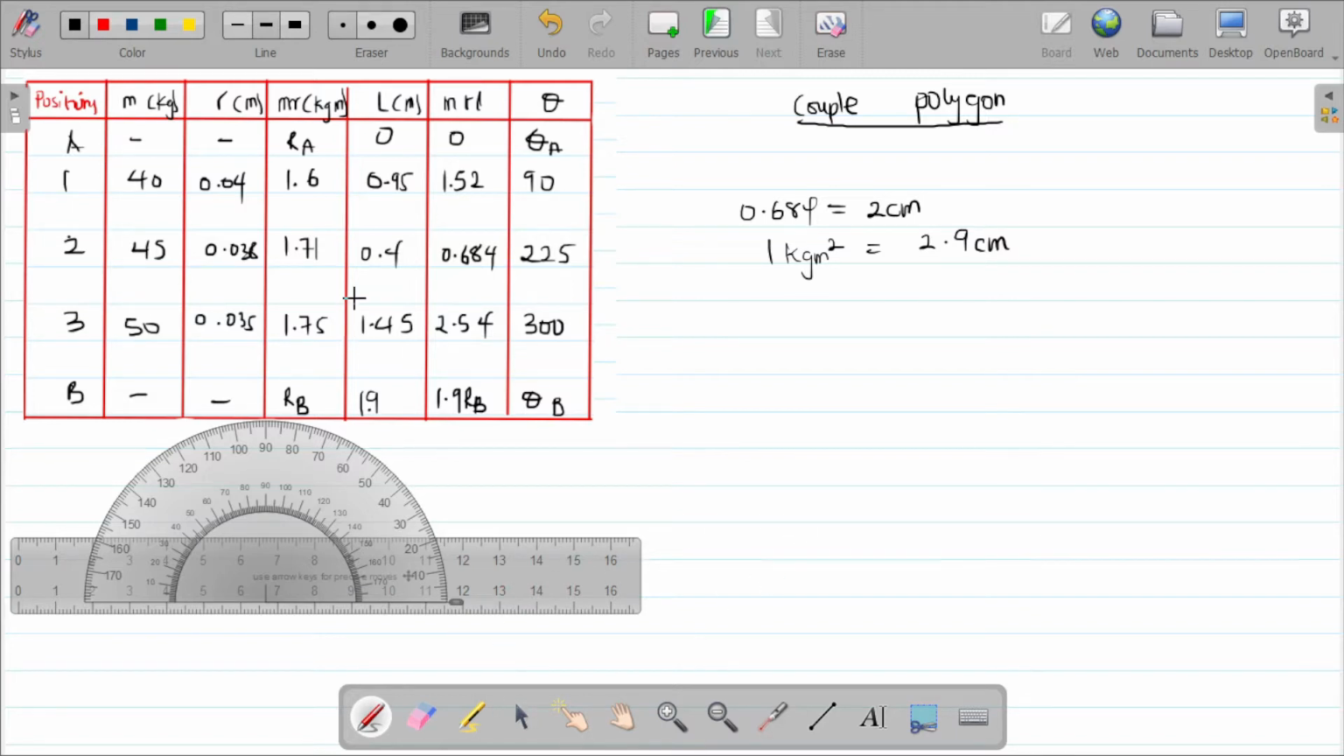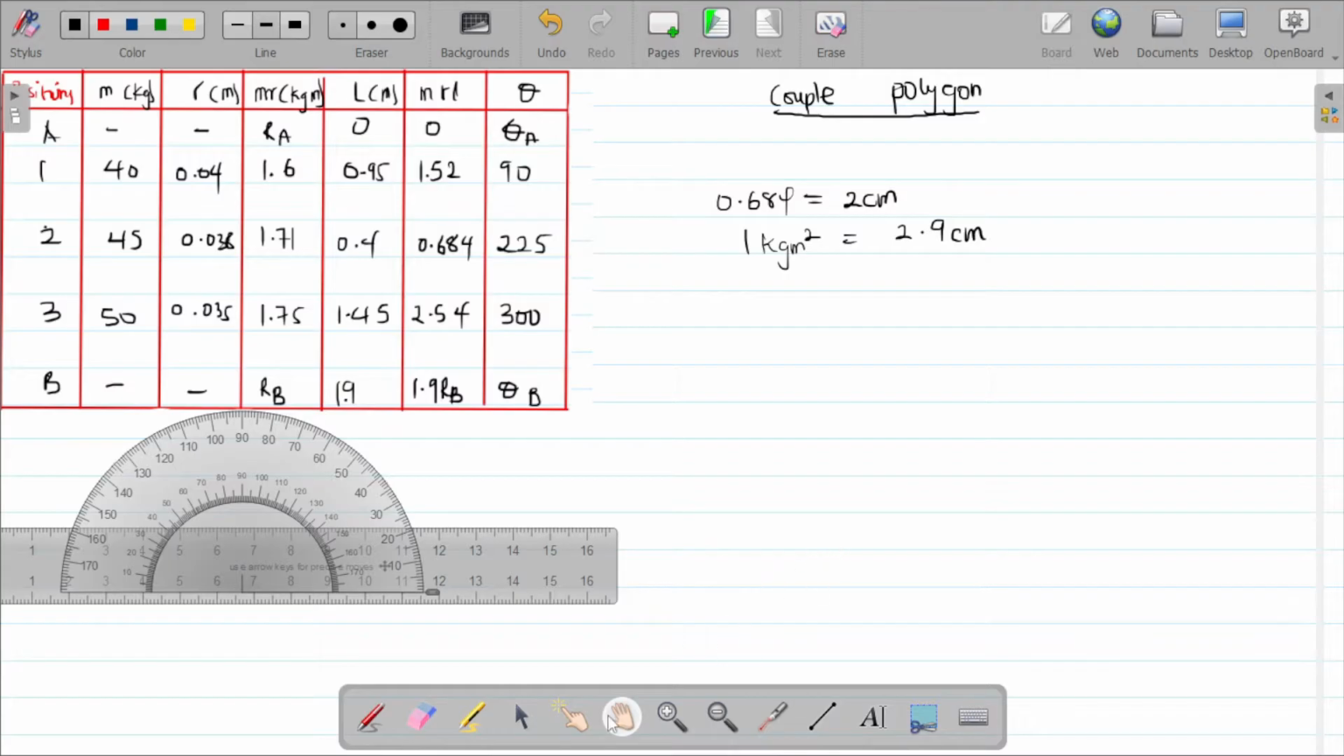So the first value, the first is array, which is 0. So we are starting to draw a couple polygon. Let me just clean this guy and leave this piece. So 1 kilogram meter squared is equivalent to 2.9 cm. So choose a point. All right. So the idea is we are going to draw the forces for all of them using their angular orientation from the positive x-axis until it closes. So if the polygon closes, then it is balanced. If it doesn't close, it's not balanced.